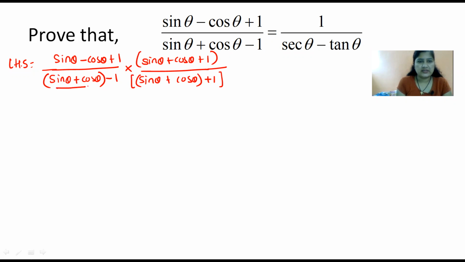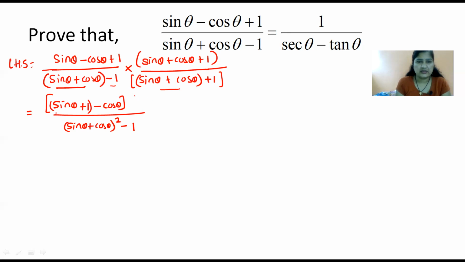Now this is a minus b and this is a plus b. So the denominator is (sin theta plus cos theta) square minus 1 square, which is 1. Okay. Now here, sin theta minus cos theta plus 1 and sin theta plus cos theta plus 1. So I can write this term as sin theta plus 1 and minus cos theta. This is the one term. And here I can write sin theta plus 1 and plus cos theta.